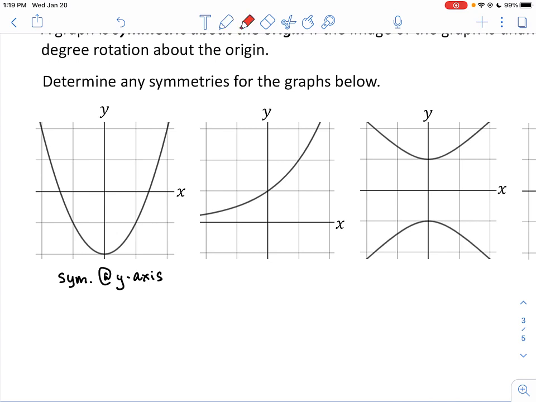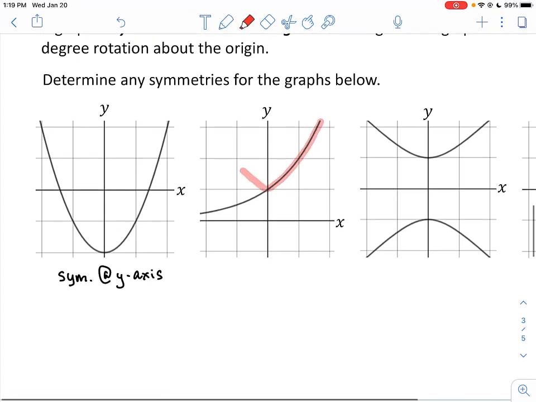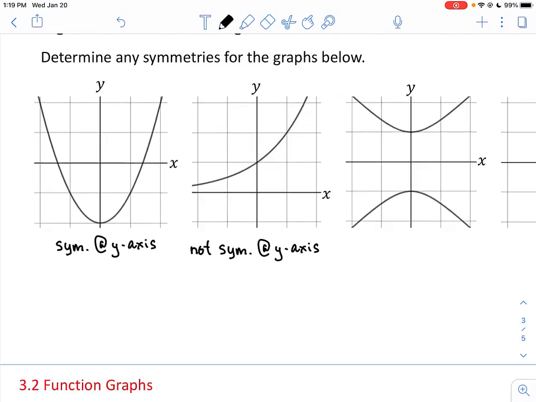This next one, focus only on this part of the graph here. If you were to reflect that across the y-axis and create a mirror image, you would expect to see something up here like that. But that's not what we see, so this one is not symmetric about the y-axis.